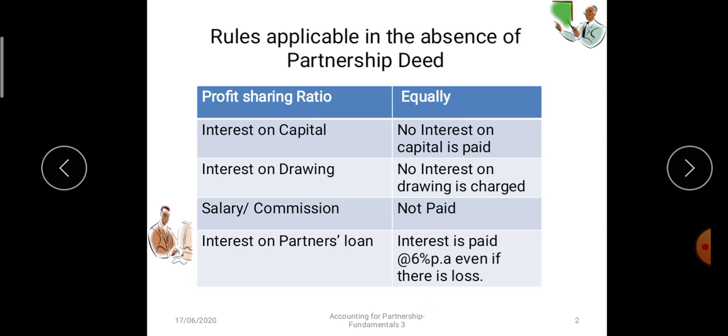Again, we are repeating: profit sharing ratio will be equal. Interest on capital, interest on drawing, salary or commission will not be paid. And if a partner has advanced loan to the firm, he will receive interest at the rate of 6% per annum, even if there is loss.